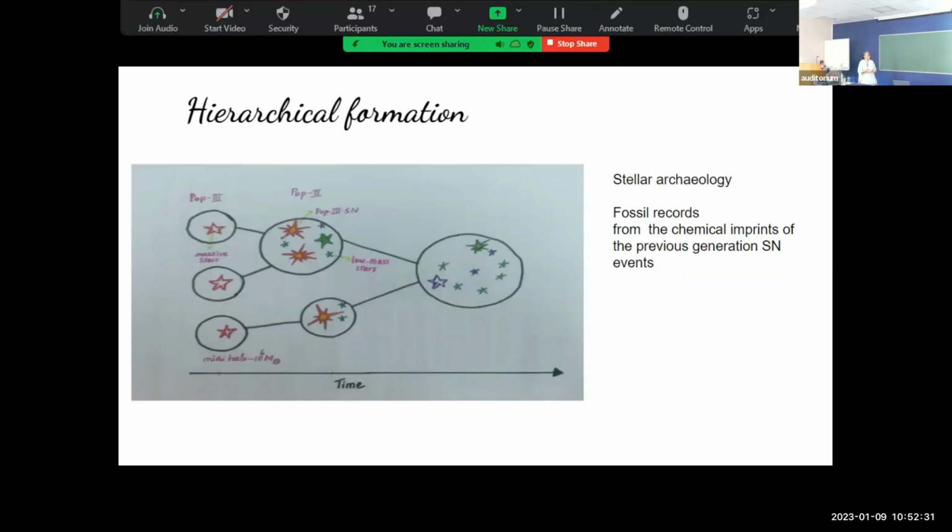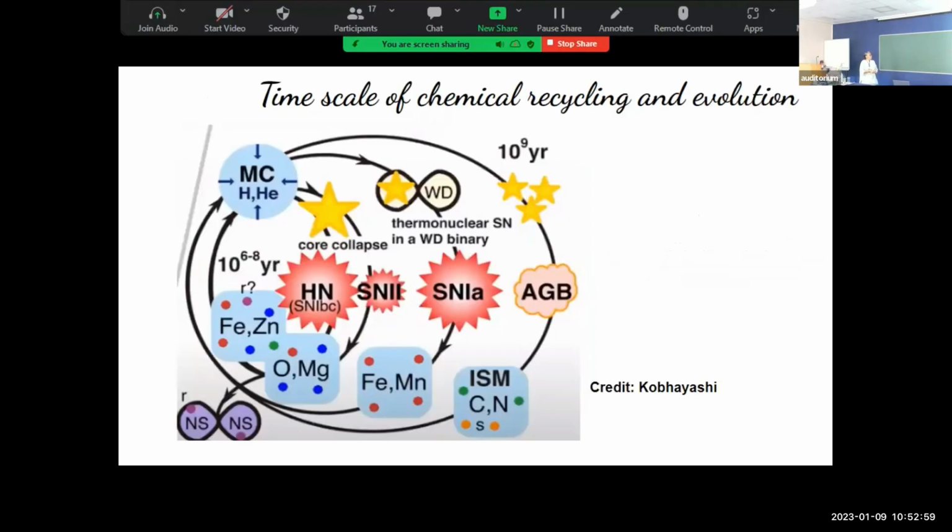Here again, illustrating the same thing I said. The mini halos, the gravitationally bound dark matter systems, are about 10⁶ solar masses, and you expect they could host some of the first stars. When they explode as supernovae, you would have low mass stars formed in this. Hierarchically, they form a big galaxy. And this is just to give a time scale of various supernovae, various mass ranges, and how they would contribute to the enrichment of the galaxy.